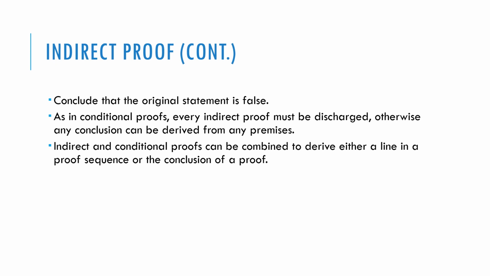Right? So indirect and conditional proofs can be combined to derive either a line in a proof sequence or the conclusion of a proof. So again, it's all about justifying how we get from one premise to the next, and from each premise set to the conclusion.